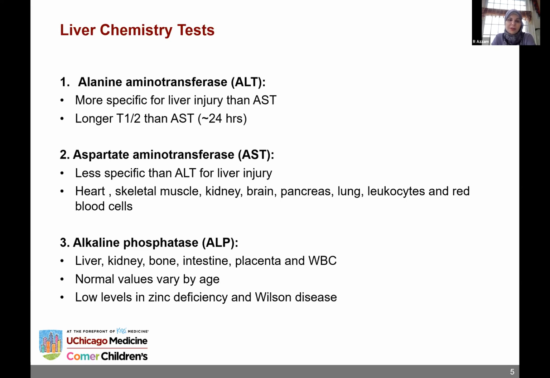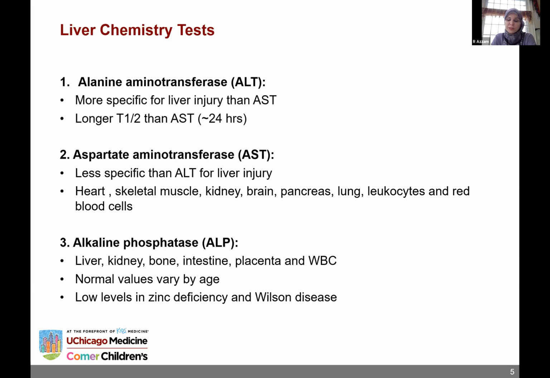The third parameter on the liver chemistry panel is the alkaline phosphatase, and this is released by the liver, kidney, bone, intestines, placenta, and white cells. The normal values, as you know, vary by age, because as kids grow and develop bone-wise, their alkaline phosphatase also gets higher, normally higher.